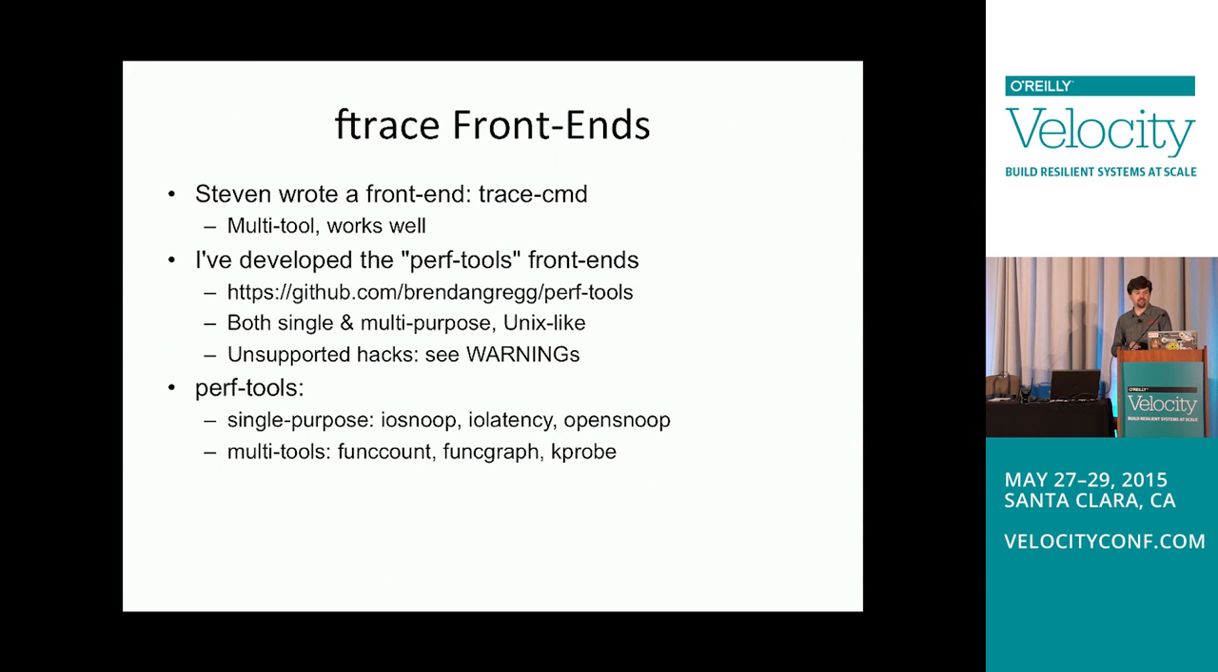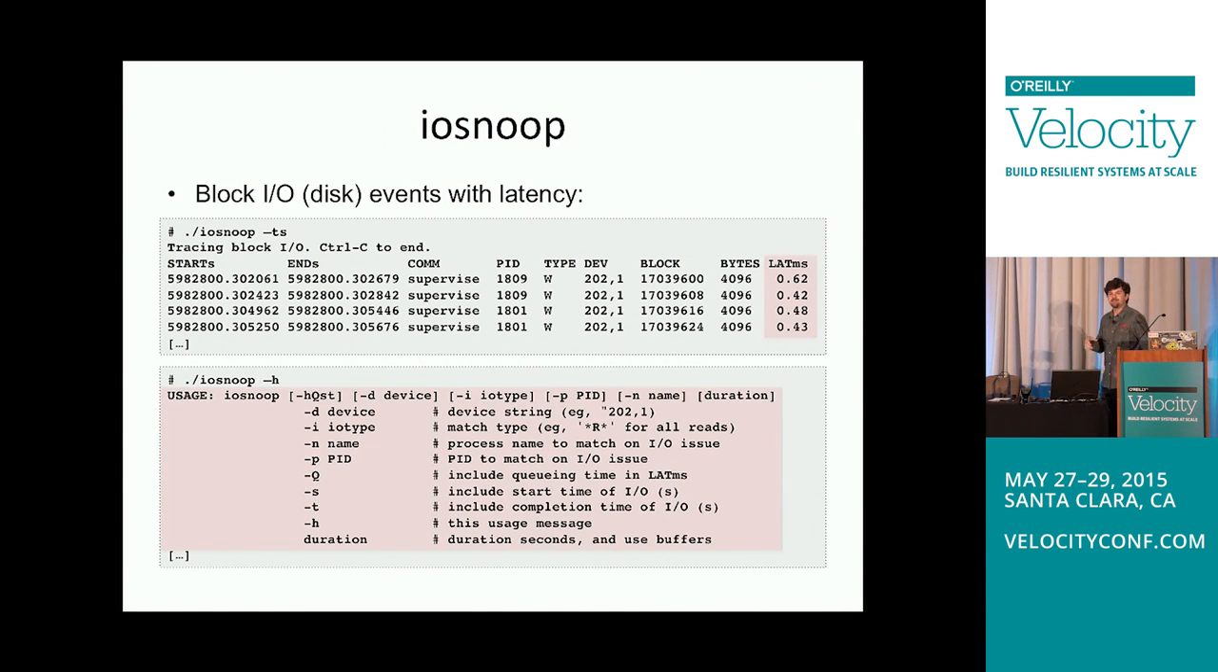I've been developing front ends, so has Steven Rostedt, who developed Ftrace, and I've published them as perf-tools. A lot of these came from a DTrace toolkit, which I created for DTrace, and I've just been porting them to Linux and making them work using what's available in the kernel. And so iosnoop, which is why I'm not running iotop. Actually, I did the first iotop back in the days of DTrace. iosnoop is like tcpdump, but it's doing it at the block device level.